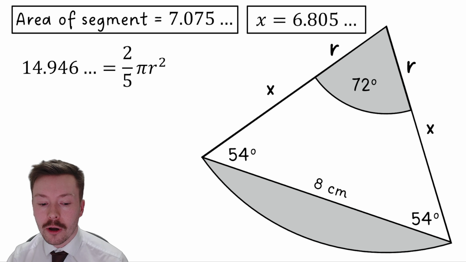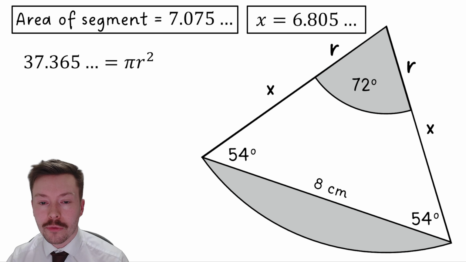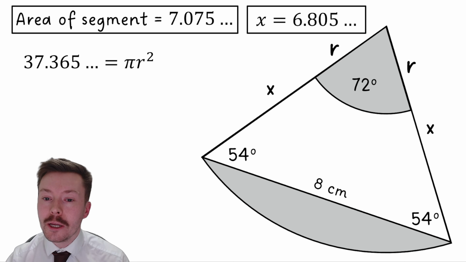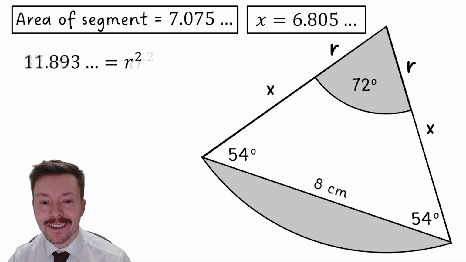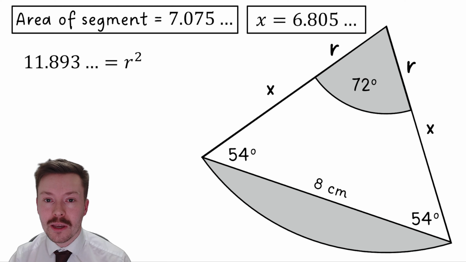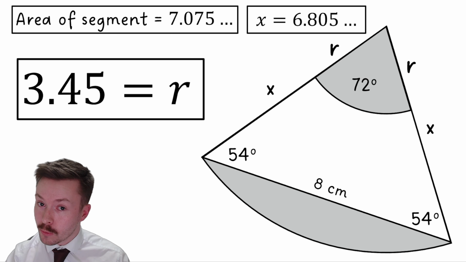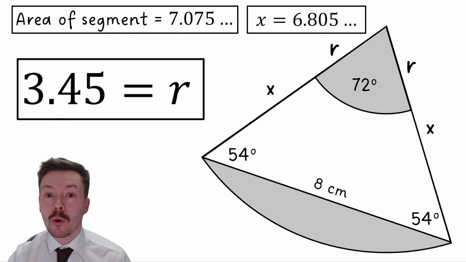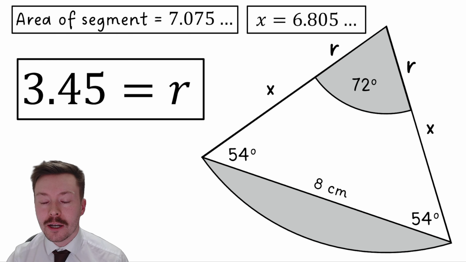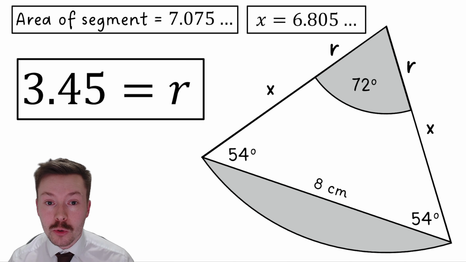We are then going to divide by 2/5 on both sides, giving us 37.365... Divide by pi, gives us 11.893, and then square root both sides, gives us an answer of 3.448... for r to, what, two decimal places, nearly said one, is 3.45 centimeters. Now, if you were able to solve this problem and had a different solution, let me know down in the comments below.